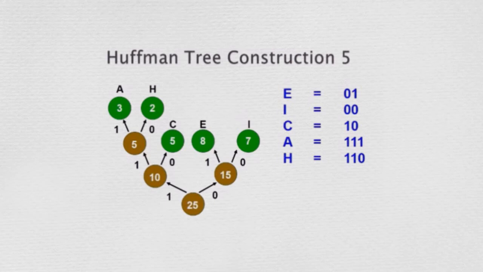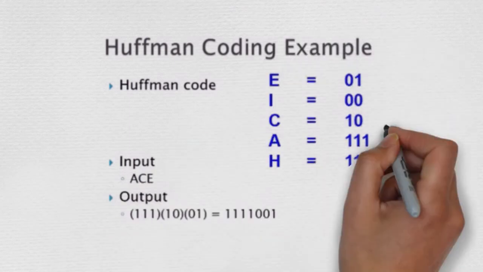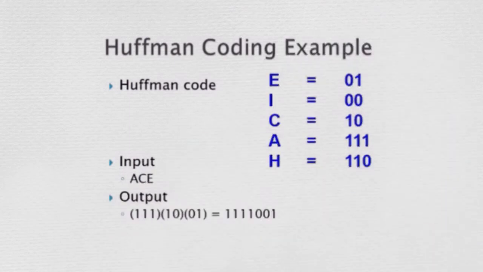If we give input as A, C and E, then it will get encoded as shown. This is because A is encoded as 111, whereas C is encoded as 10, and E is encoded as 01. That's how the output is shown.